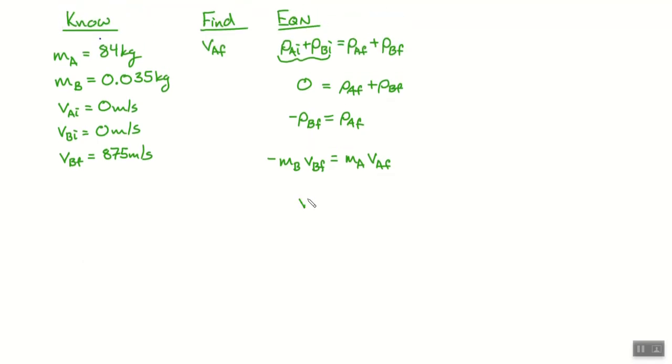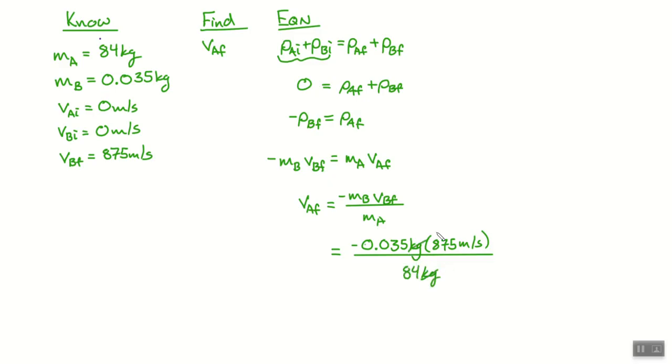I'm going to move the velocity of A final to the left side here. And let's see, it would be negative mass of B over, and I'll write it out like this, I suppose, velocity of B final divided by the mass of A. And it turns out that we have all of this information. So let's see, I have negative, mass of B was 0.035 kilograms. The final velocity of B, we were told, is 875 meters per second. And we are dividing this lovely value by the mass of A, which we were told is 84 kilograms.